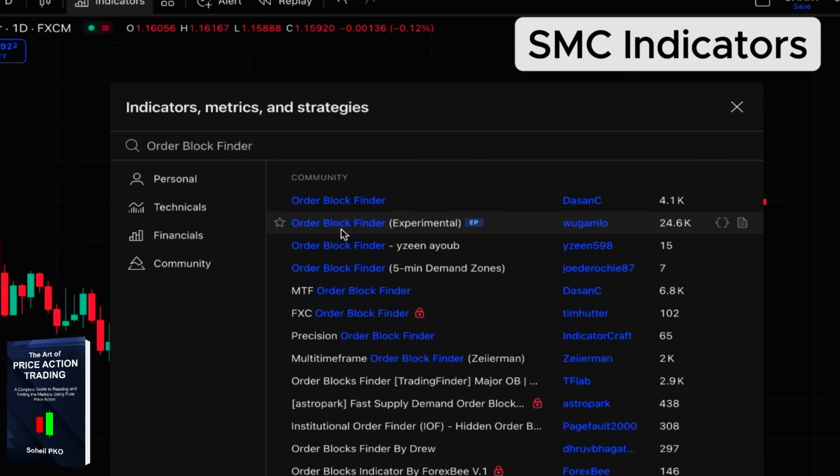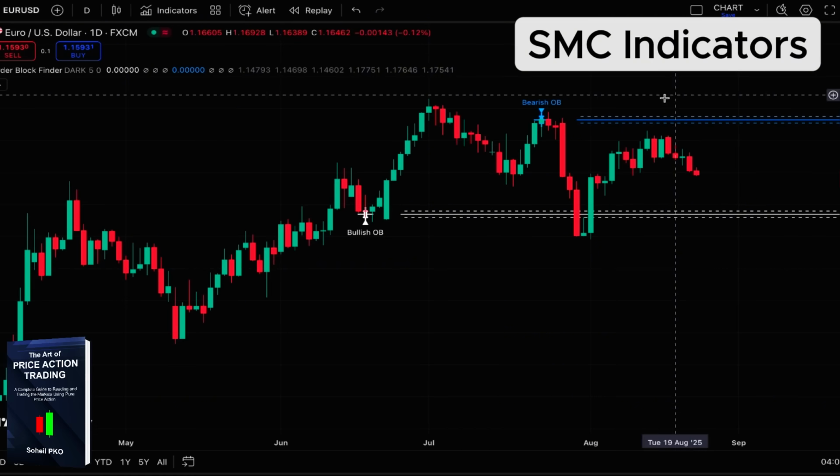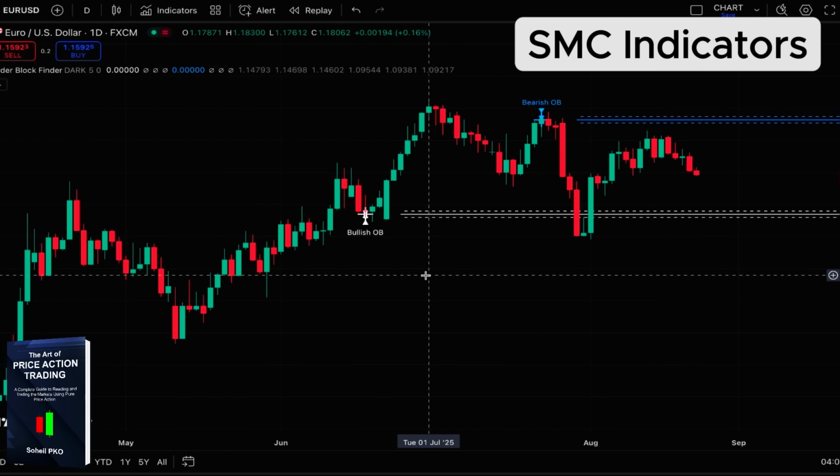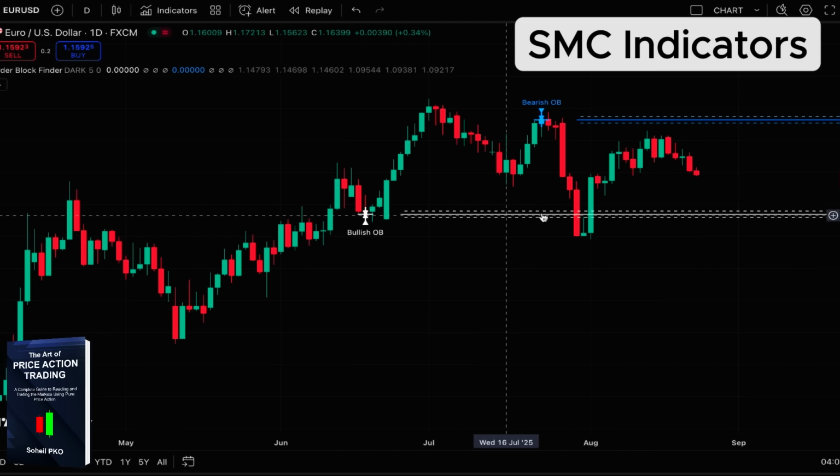Alright, next indicator, Order Block Finder. This one, which is an editor's picks indicator, is written by someone named Wu Gomlo. This indicator is designed for identifying order blocks on the chart. So if identifying bullish order blocks and bearish order blocks is an important part of your trading strategy, this indicator is a great help for you.